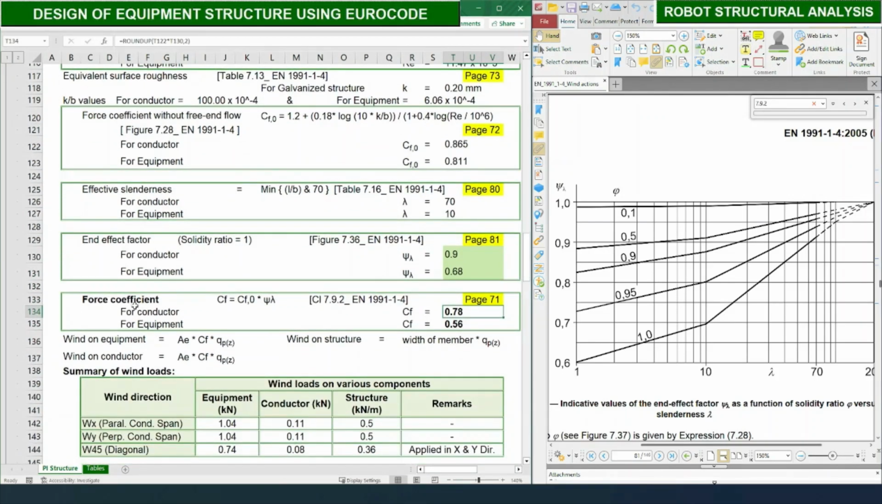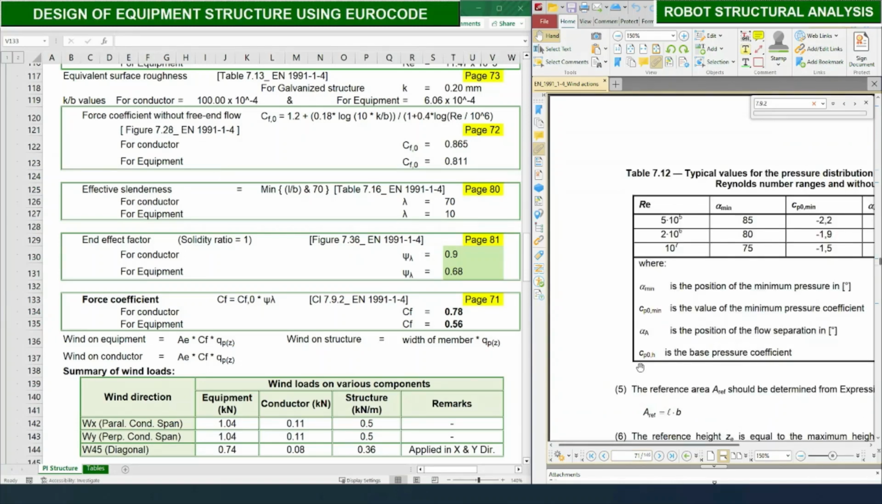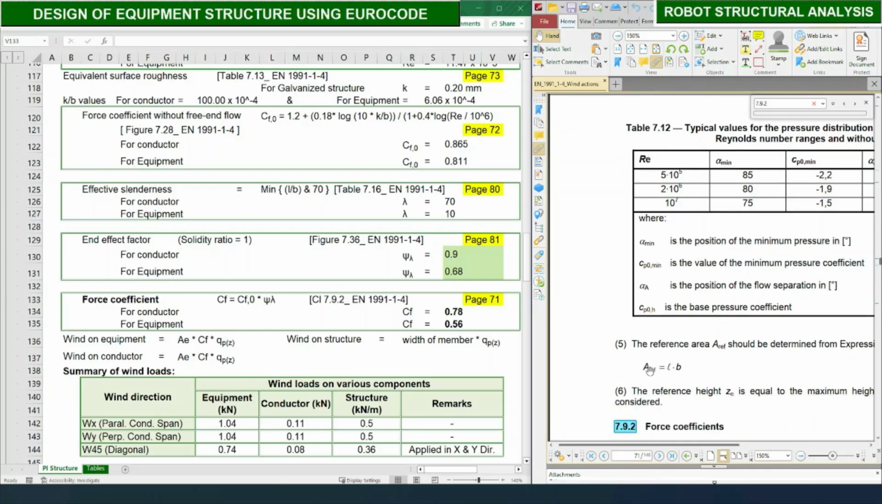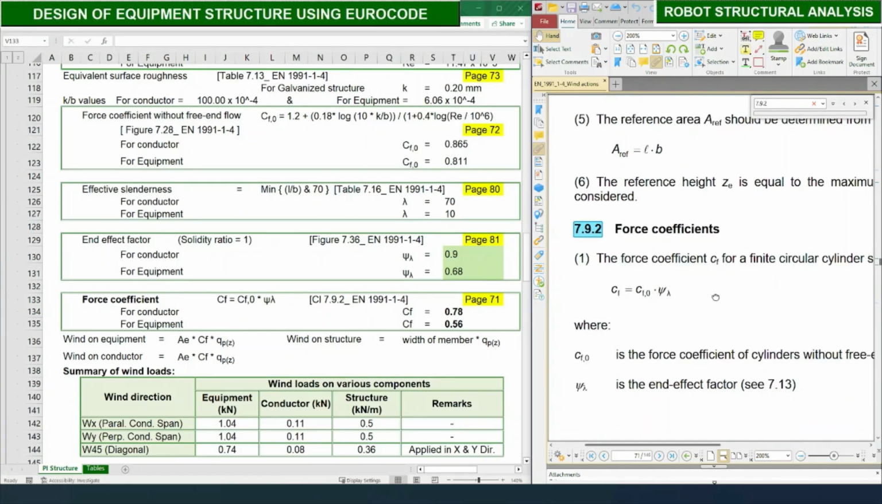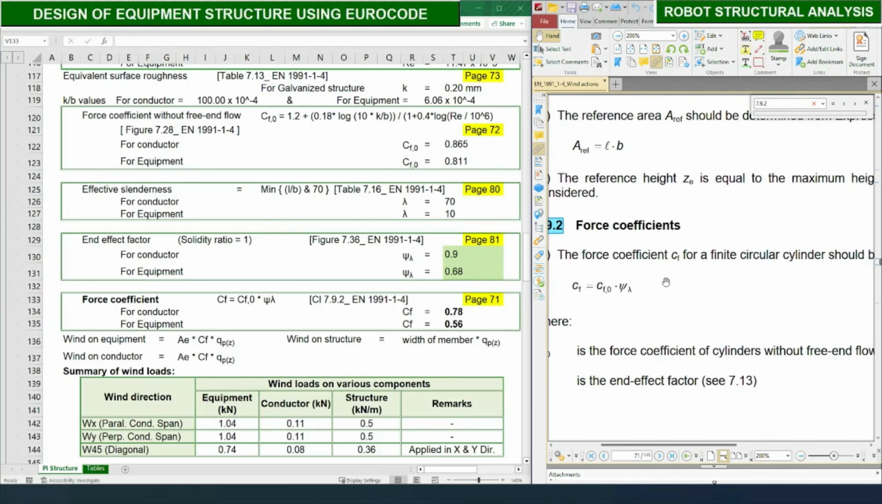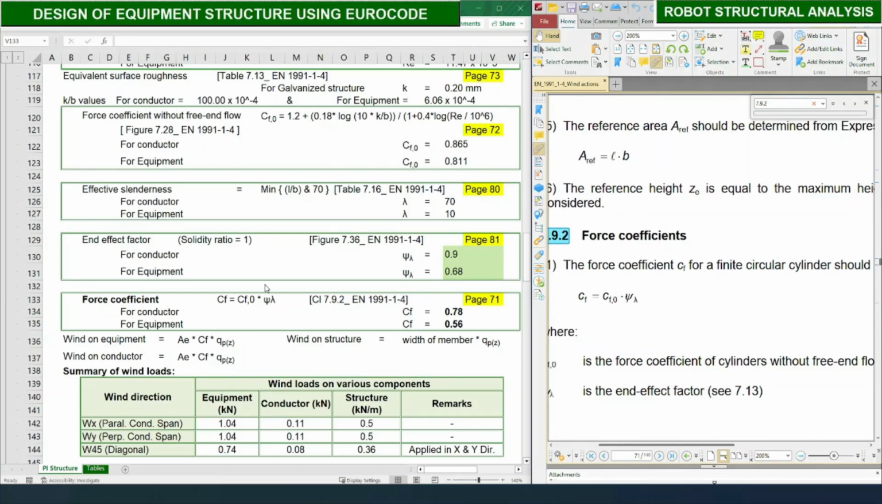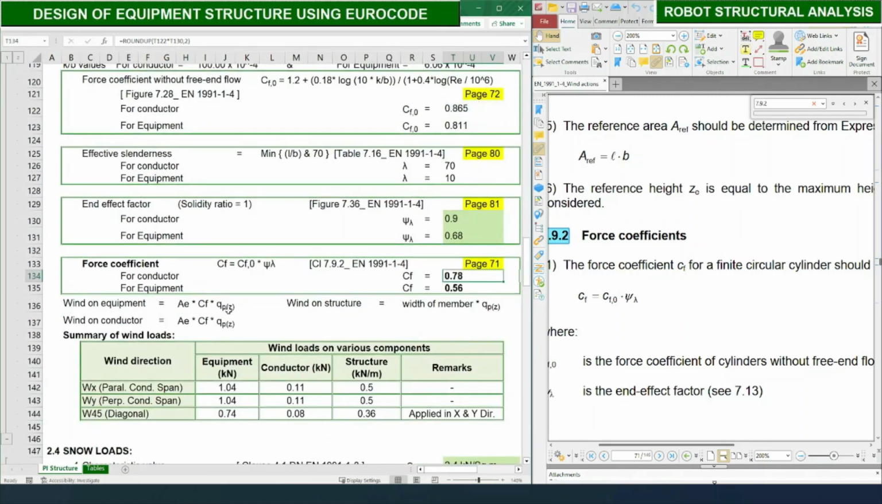So accordingly, the force coefficient, as per clause 7.9.2, page number 71 in EN 1991, section 1, part 1. Here you can see that clause 7.9.2 states that force coefficient CF equals CF0 into psi lambda. So we are applying this formula here. We are getting the force coefficient for equipment and conductor as 0.56 and 0.78 respectively.